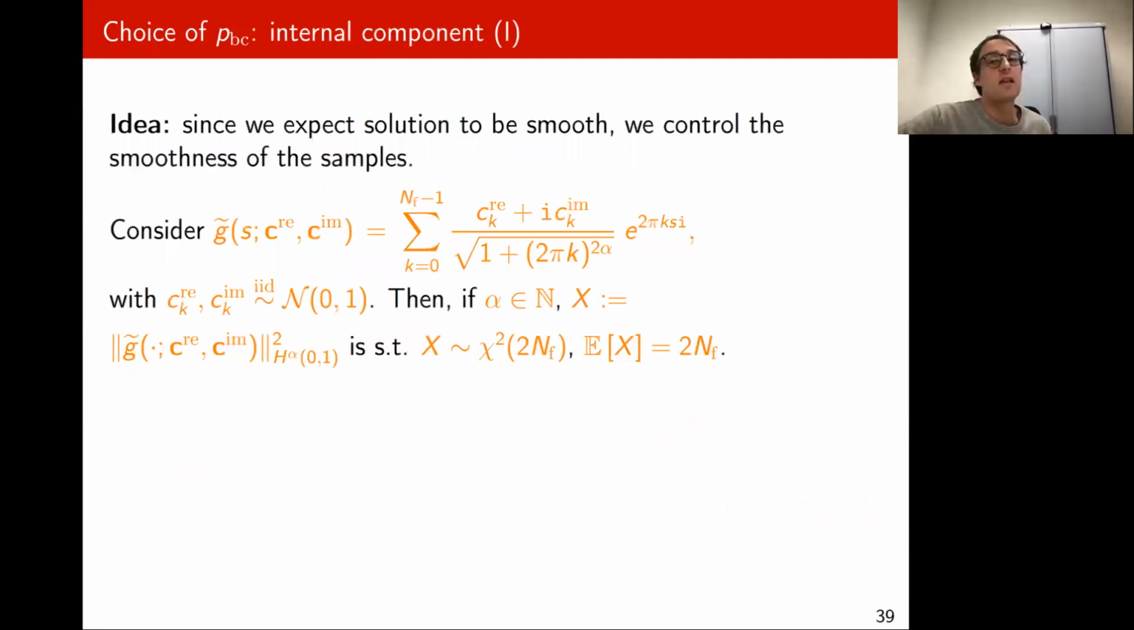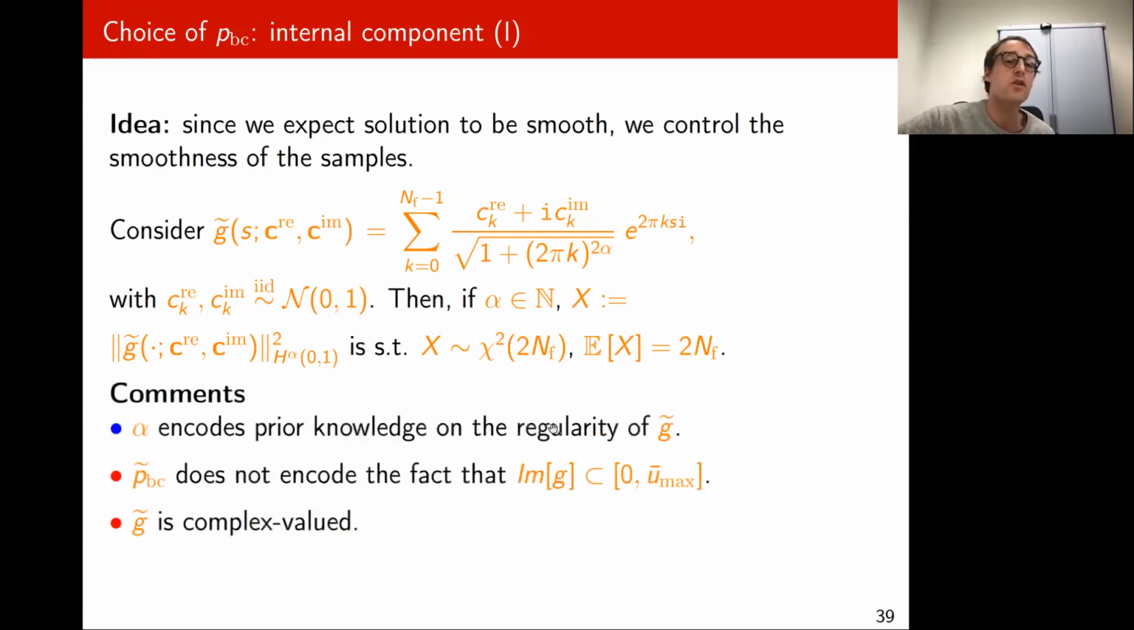So how to achieve that? So the idea is the following. So we consider expansions of this type, where these coefficients are Gaussian, independent Gaussian random variables. Okay. Then it's easy to verify that for any alpha in the natural numbers, the random variable x, which is the H alpha norm of this quantity, is distributed as a chi-square distribution with 2.5 degrees of freedom. So the message here is that the value of alpha, which is a user-defined parameter, encodes prior knowledge on the regularity of G tilde.